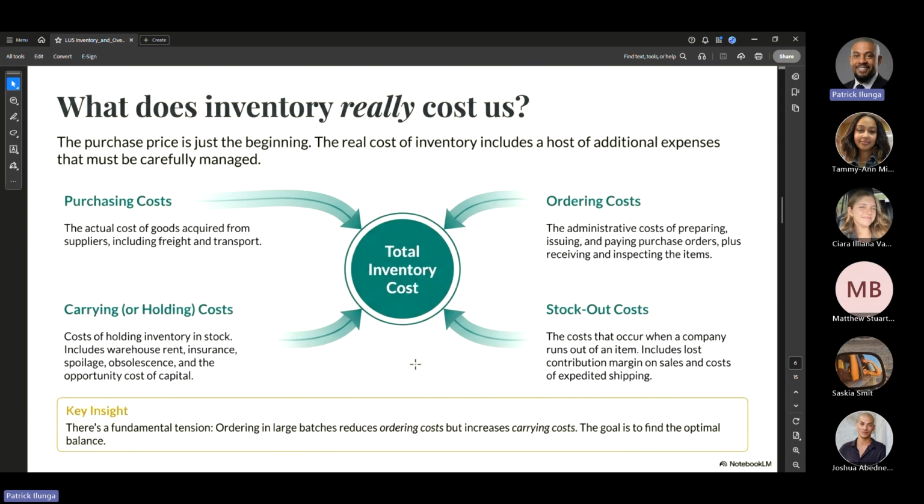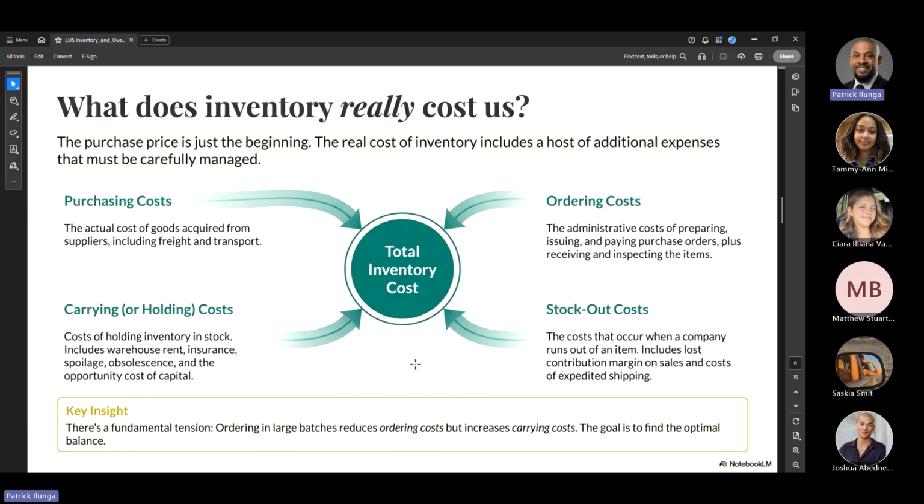So when we're talking about carrying or holding costs, it is the cost of holding inventory in stock, which could include warehouse rent, insurance, spoilage, obsolescence, and the opportunity cost of capital. That's quite a lot, right? Do you see that it's not as simple as just the cost of buying or purchasing an item? There are other costs that you need to be aware of.